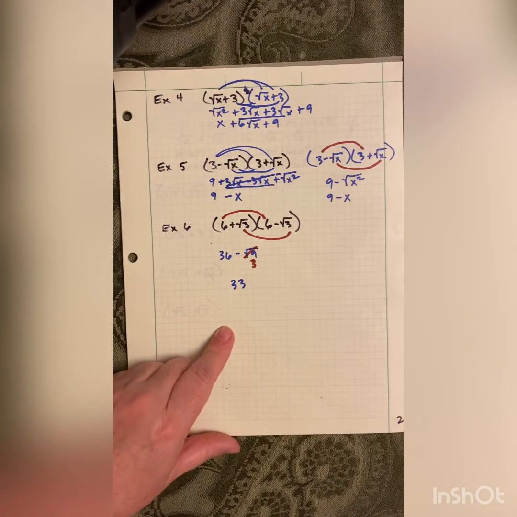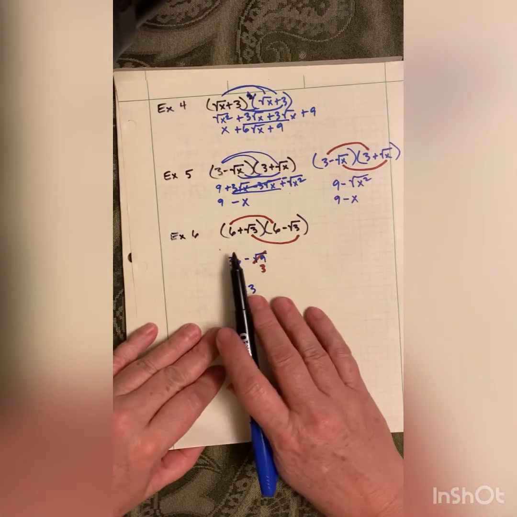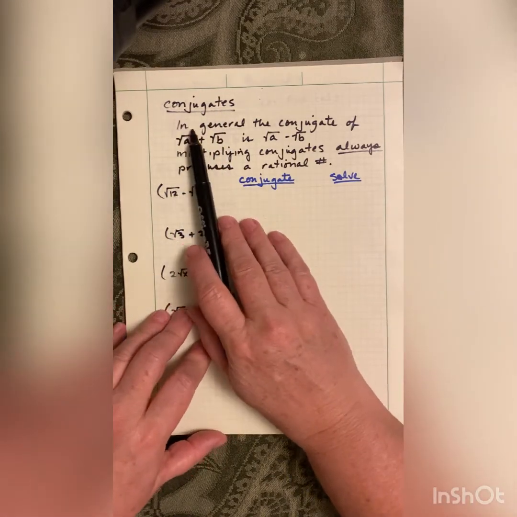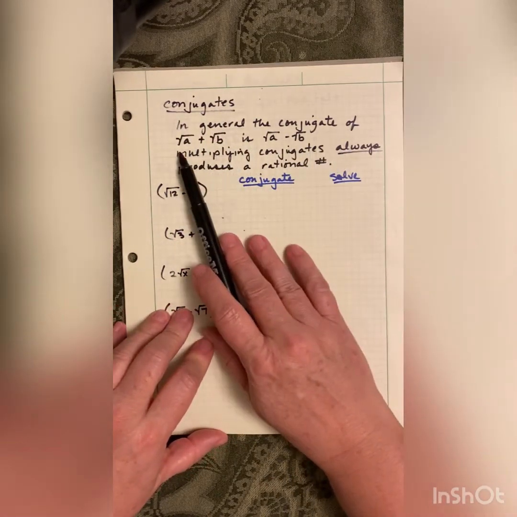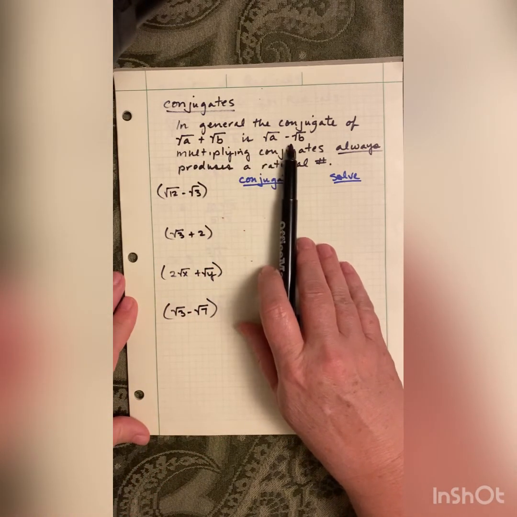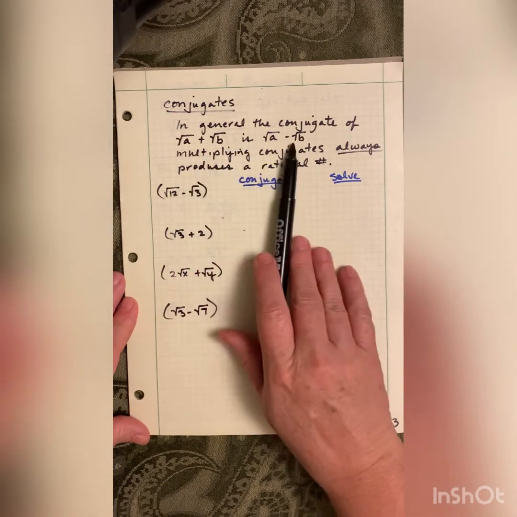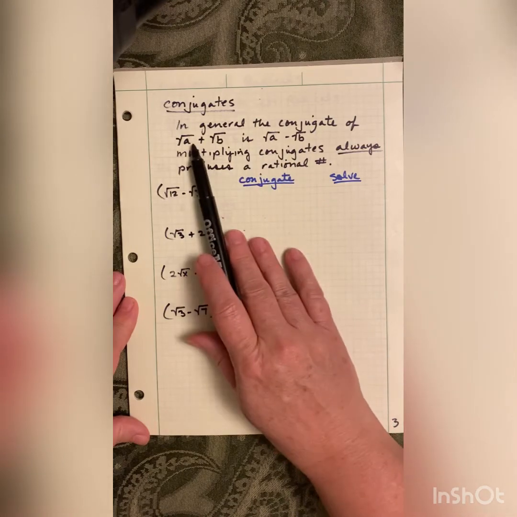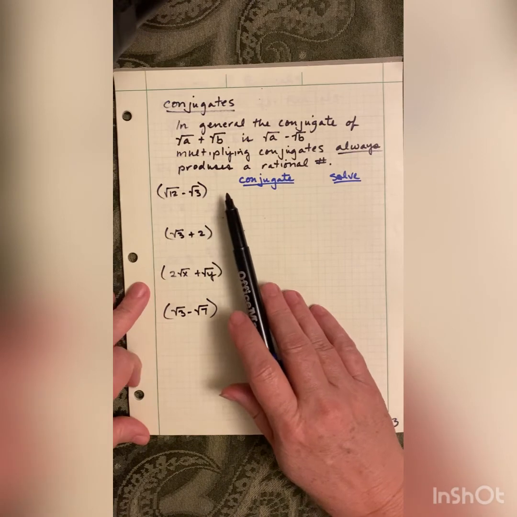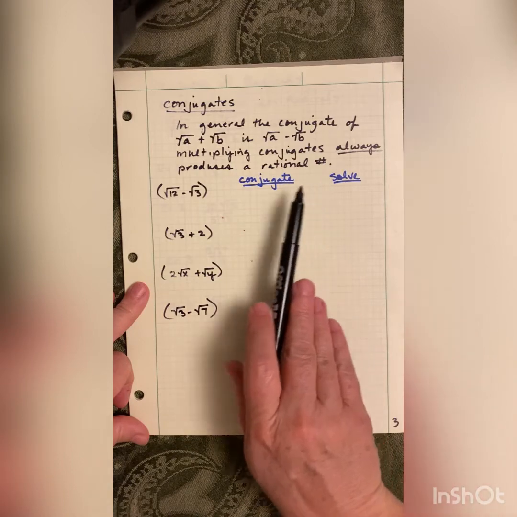All right, so these are conjugates, all right? Conjugates, in general, the conjugate of the square root of a plus the square root of b is square root of a minus square root of b. Notice it's the exact same thing, just the opposite sign. So if you started with this, that would be the conjugate. If you start with this, that's the conjugate, opposite signs there. Multiplying conjugates always produces a rational number.